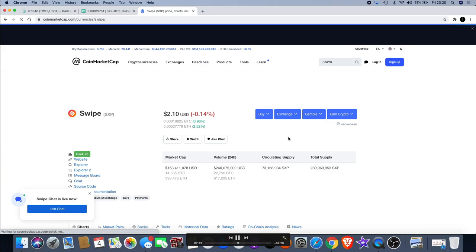Leave a comment down below, let me know what you think about Swipe. Do you think it's a good buy right now? Do you think there's a lot of opportunity in it? What about the price? $2.08, is that a steal?